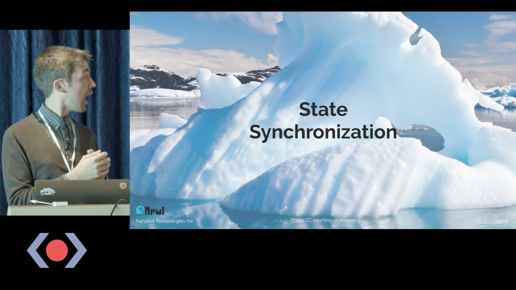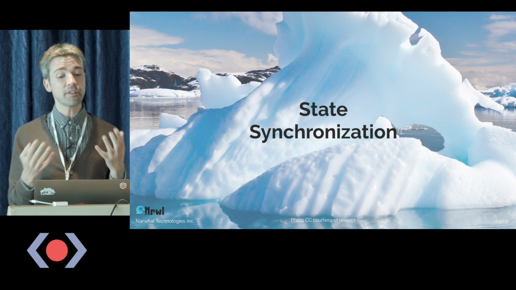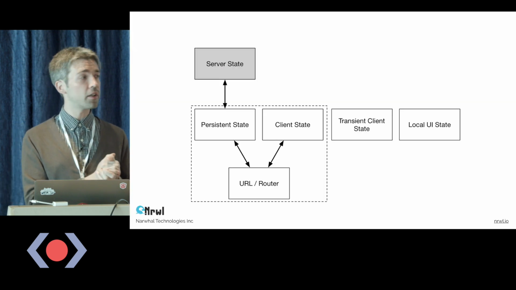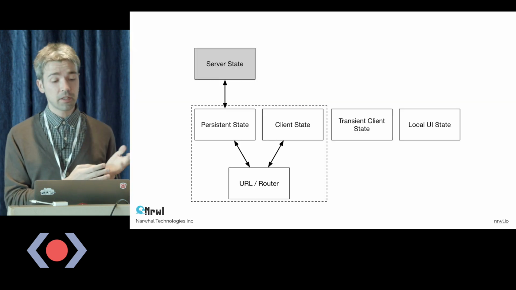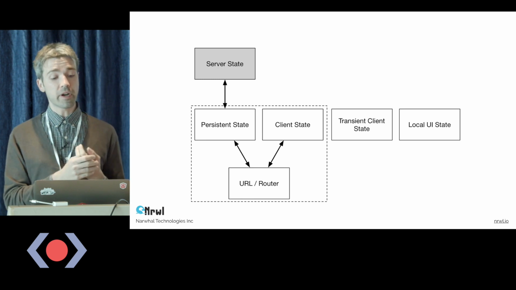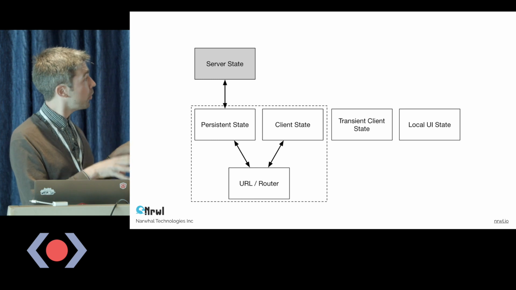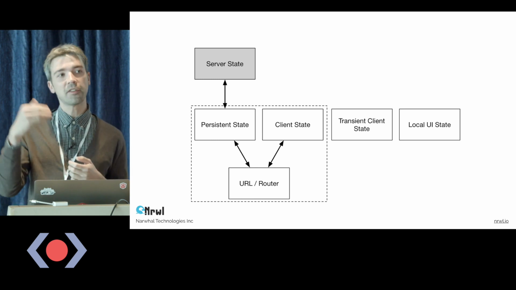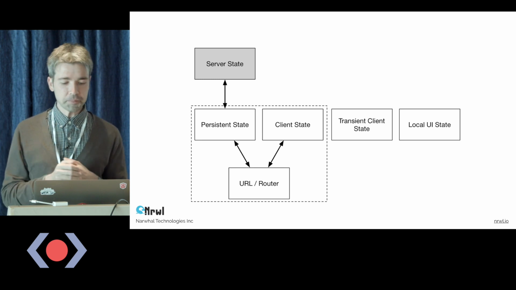And the biggest problem we have with them is managing synchronization. So why do we need to synchronize? We need to synchronize because the persistent state and the server state store the same information. So do the client state and the URL. So basically, we have multiple copies of the same information present, and as such, we need to synchronize them for our application to work properly.